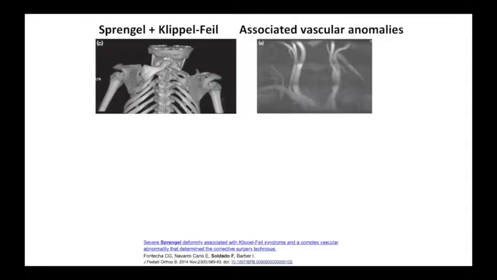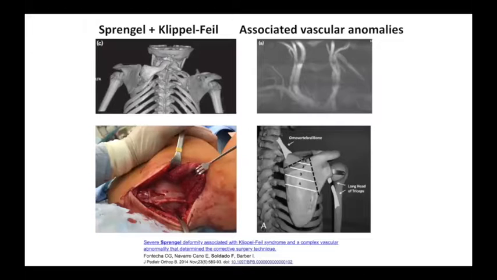So the radiologist did an angio-MRI, and he saw that the subclavian artery arose from the vertebral artery. So in that situation, we decided not to descend the scapula because we were afraid of a vascular accident. So we did a mere procedure. But we started to study these patients.